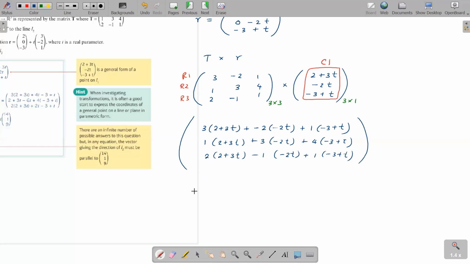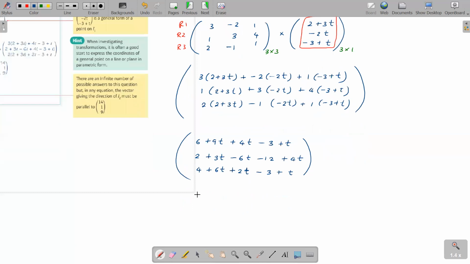Let's open the bracket. 3 times 2 is 6, 3 times 3t is 9t, minus 2 into minus 2t is plus 4t, 1 into minus 3 is minus 3, 1 into t is plus t. The next element, 1 into 2 is 2, plus 1 into 3t is 3t, plus 3 into minus 2t is minus 6t, 4 into minus 3 is minus 12, 4 into t is 4t. Next one, 2 into 2 is 4, 2 into 3t is 6t, minus 1 into minus 2t is plus 2t, 1 into minus 3 is minus 3, 1 into t is plus t. Are you with me? What do we get here?